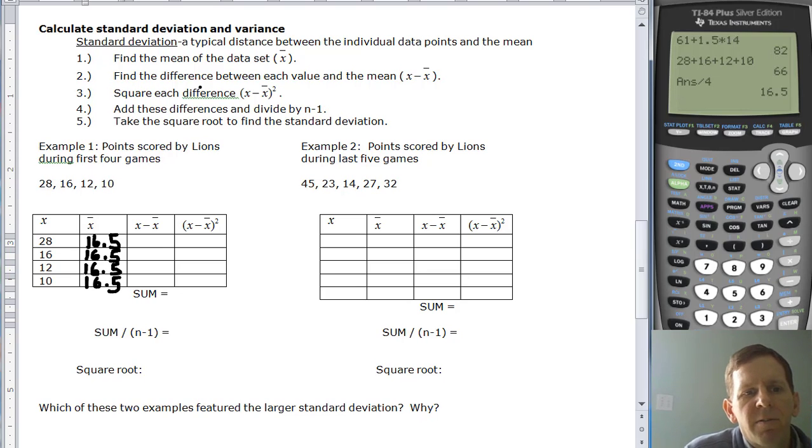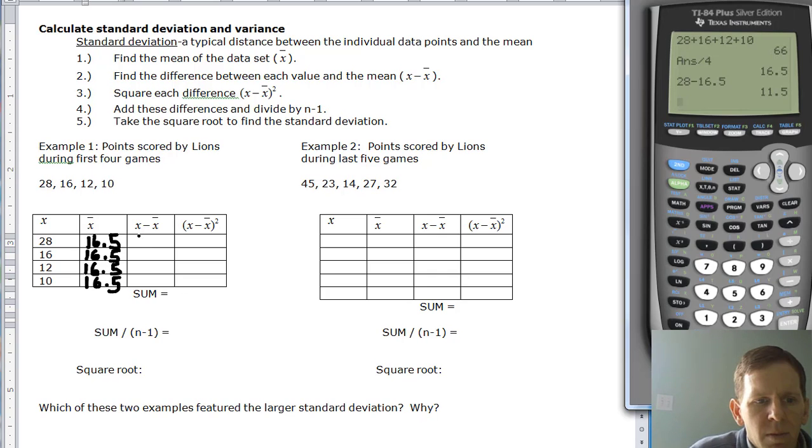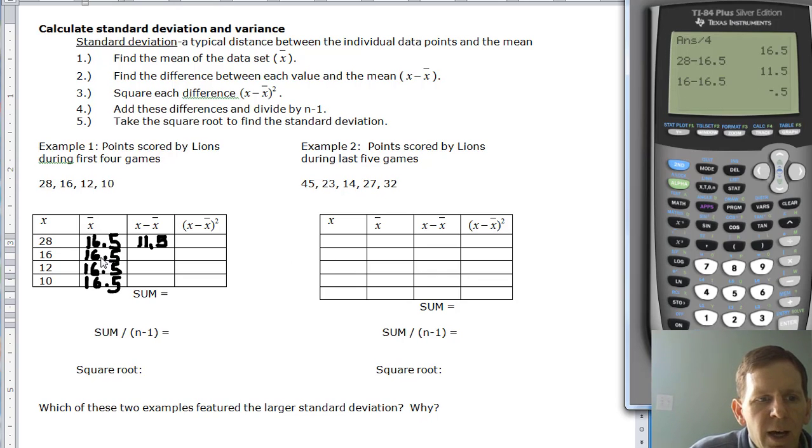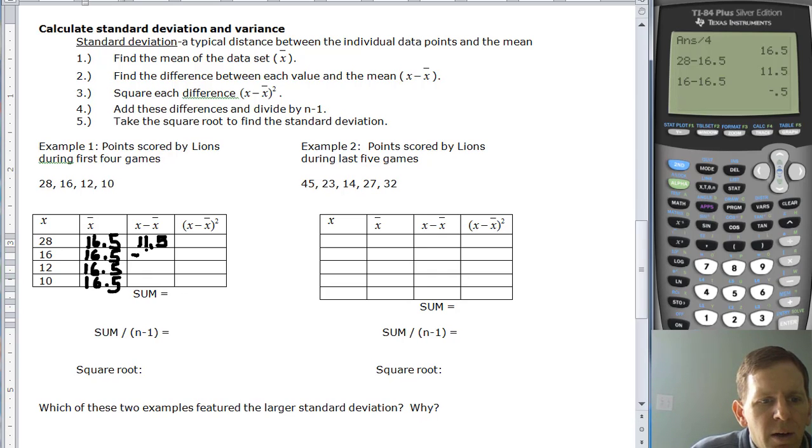Step 2, find the difference between each value and the mean. So we're going to subtract the x value in the first column minus the x bar value in the second column. So we'll do that next. Make sure if your value is negative that you write the answer as a negative number. Here, 16 minus 16.5 is negative 0.5. Make sure you include the negative there.